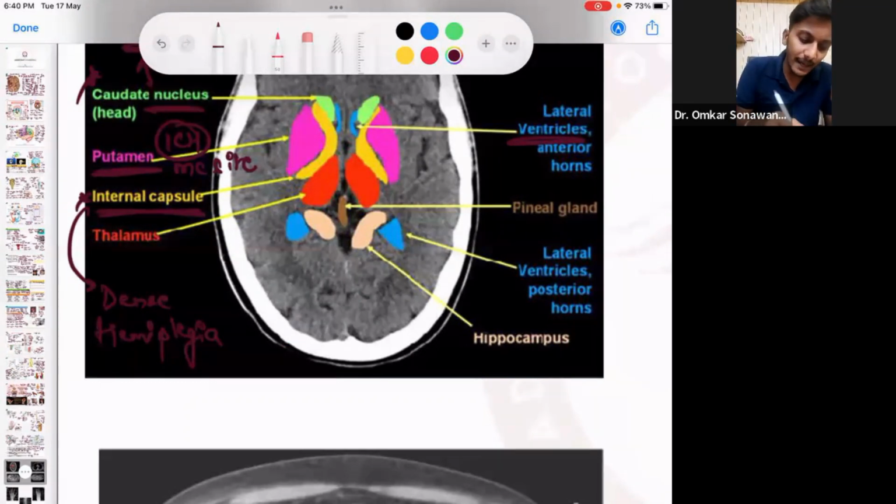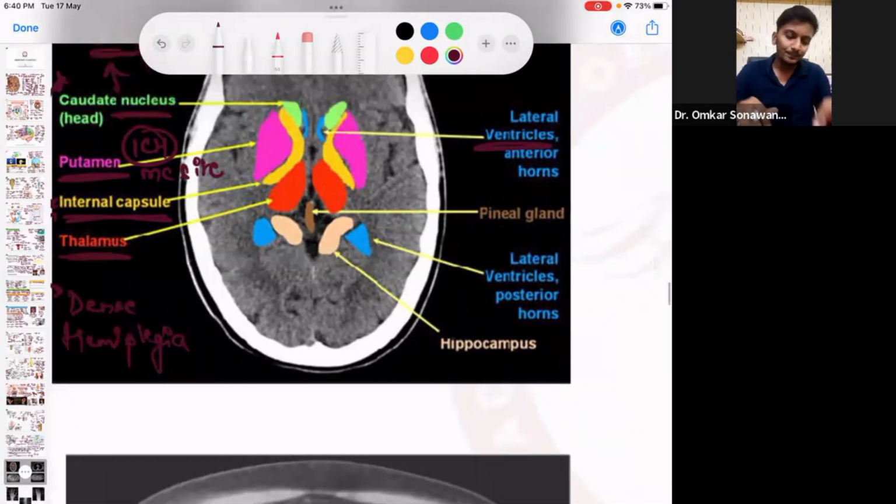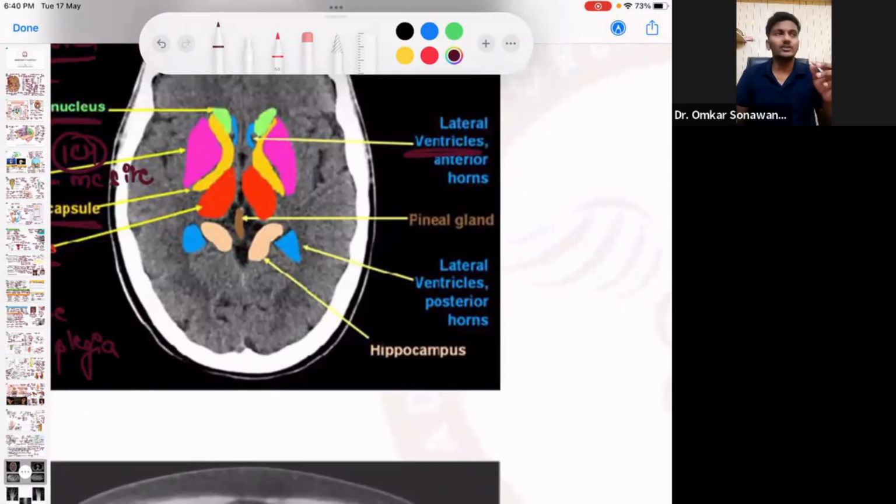Then behind the internal capsule, the red structure seen is known as the thalamus. The thalamus is the relay center for many of the corticothalamic tracts. If there is any lesion at the thalamus, it causes intractable pain in the body, known as thalamic pain syndrome.